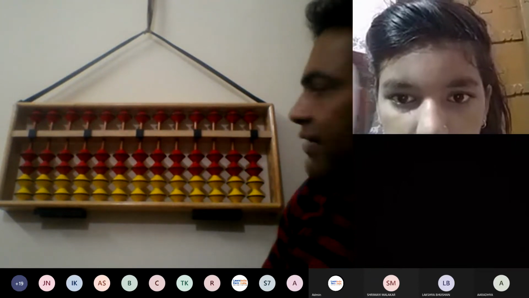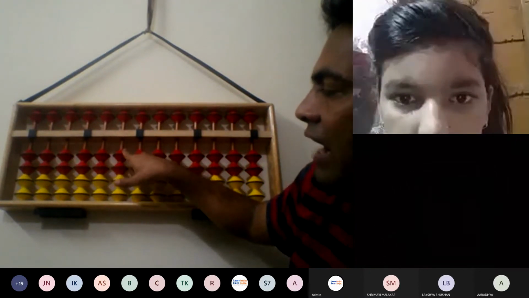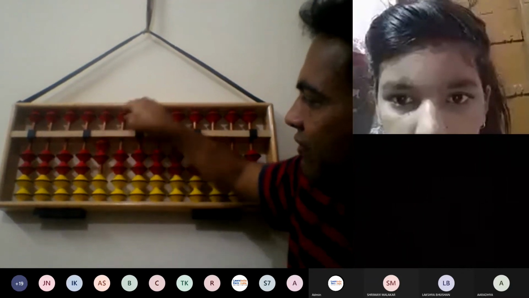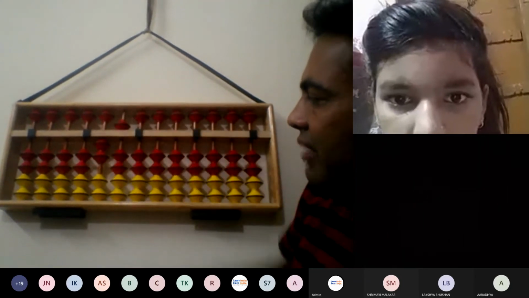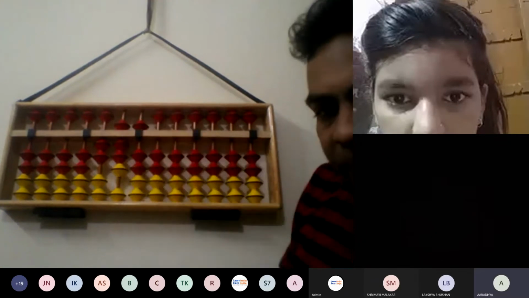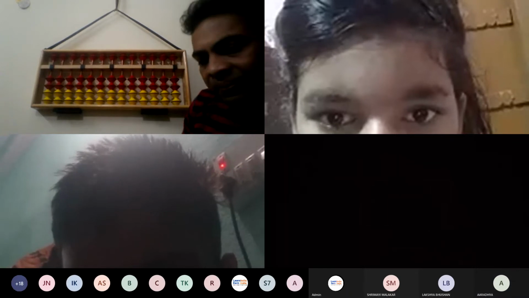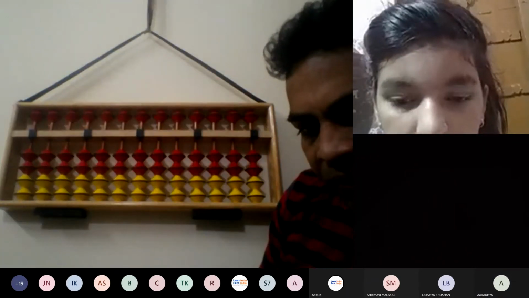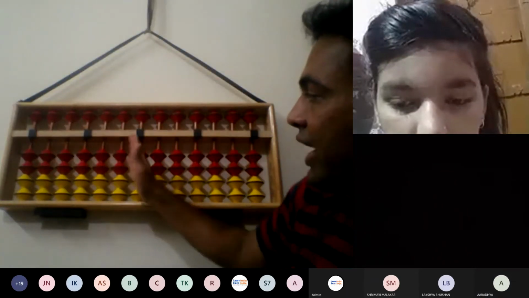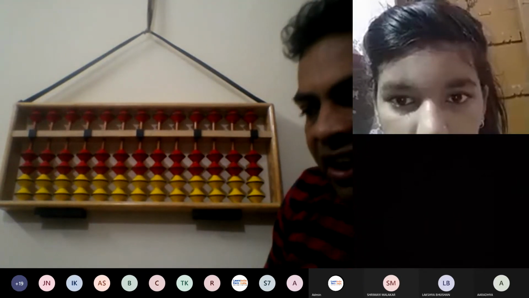57 multiply by 5. Half of 5 is 2.5 and half of 7 is 3.5. So 285. Yes, 285. That is the universal formula. Like this, you can multiply by 5. If you start from left to right, that will be easier.